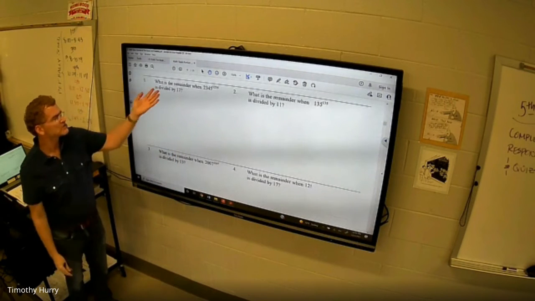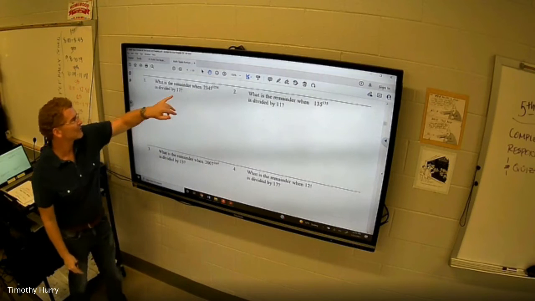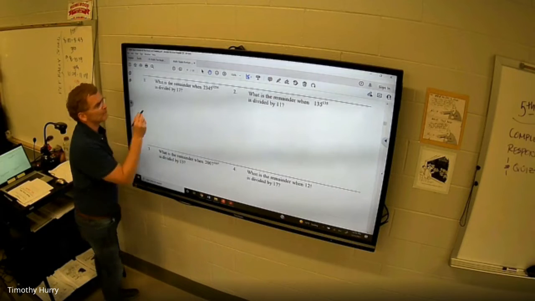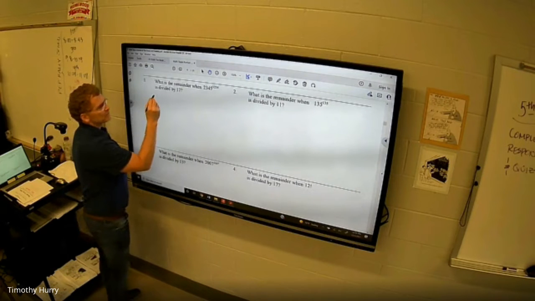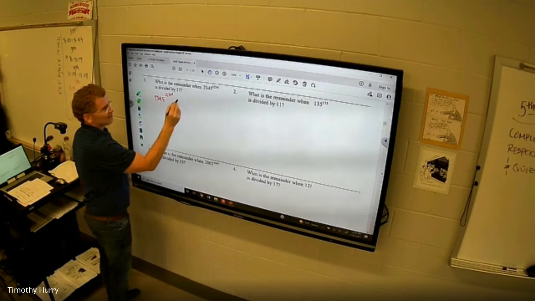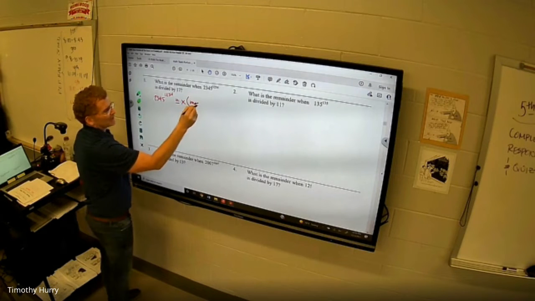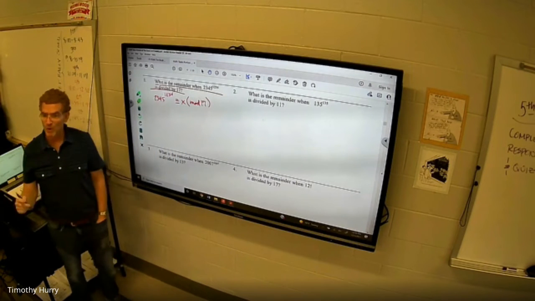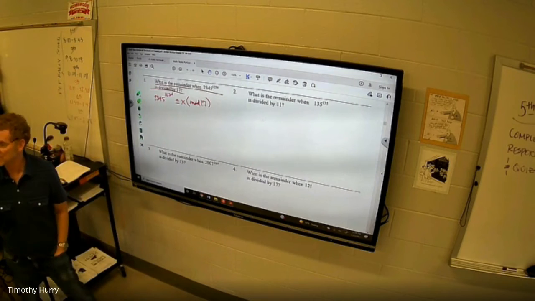So what is the remainder when that number is divided by 17? How do I set that up to look like a mod problem? So 2345 raised to the 1234 is equivalent to x mod 17. That's what this means right here. Now, what are your two things you can do to immediately get yourself in a good spot?